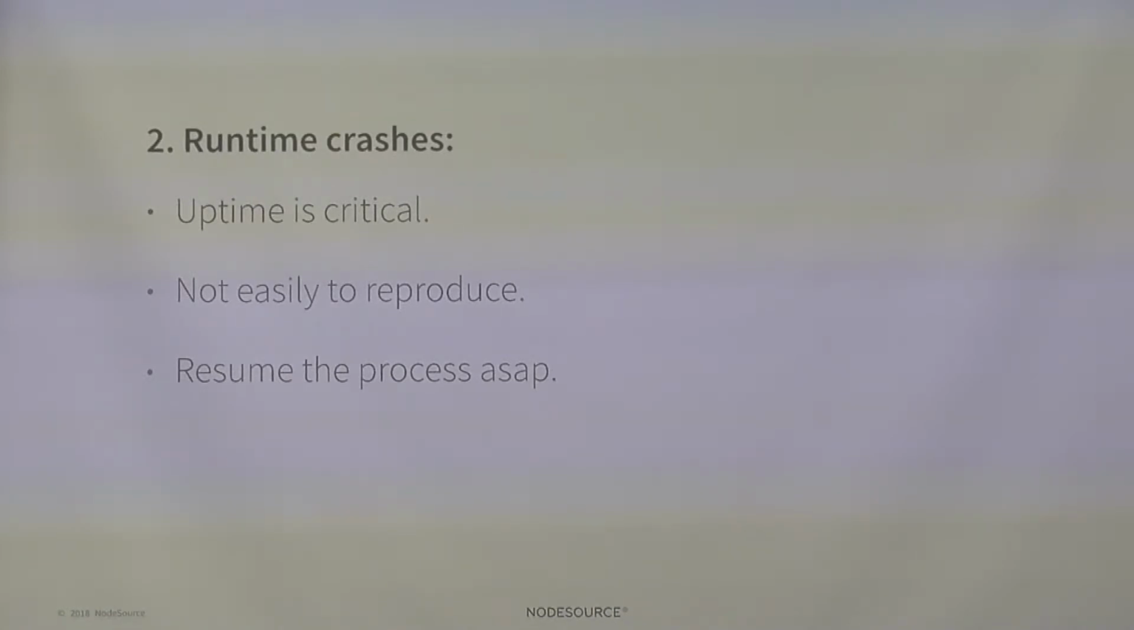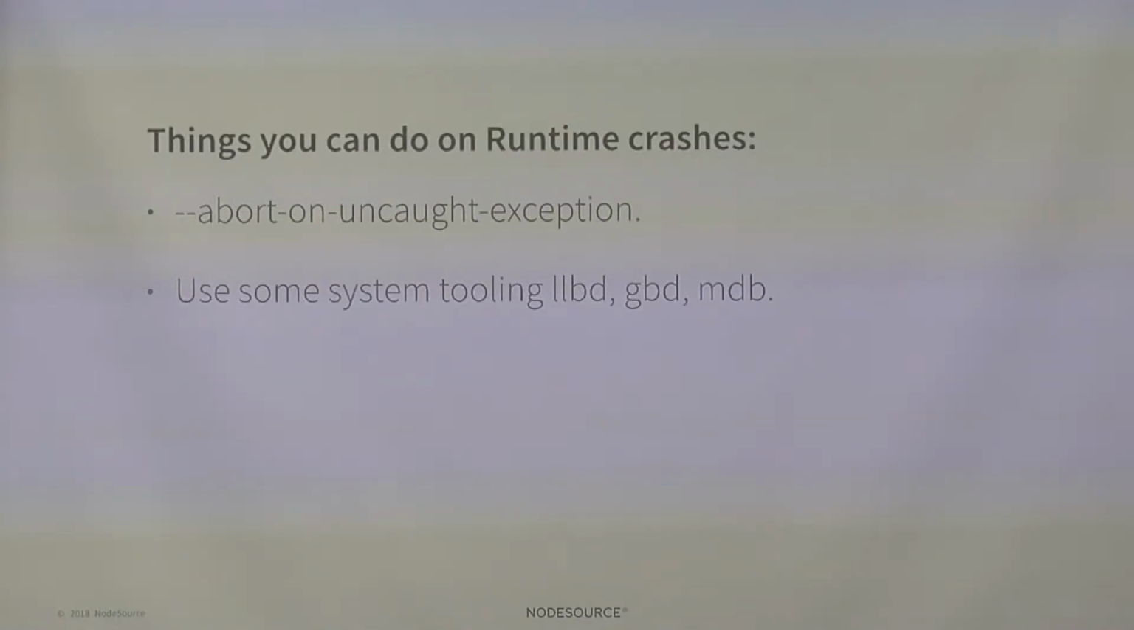Then we have runtime crashes, and the important thing here is that uptime is critical. You really need to get your application working again and resume the process as soon as possible. Usually you can't reproduce what is happening in production in your test environment, so this one is probably the most difficult to figure out. A few things you can do in these scenarios is use this option on your Node application, so you can get, for example, a generated core file for post-mortem analysis. This one is pretty cool. And system tooling is always great.